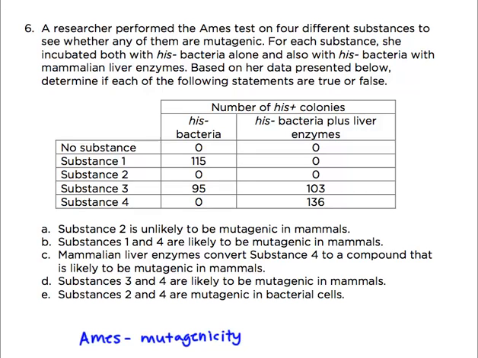Statement A, substance 2 is unlikely to be mutagenic in mammals. So if we look across at substance 2, it gave no reversions to just the His minus bacteria, and even when it was added to liver enzymes, it had no mutant reversions. So therefore, it is unlikely to be mutagenic in mammals, so that's true.